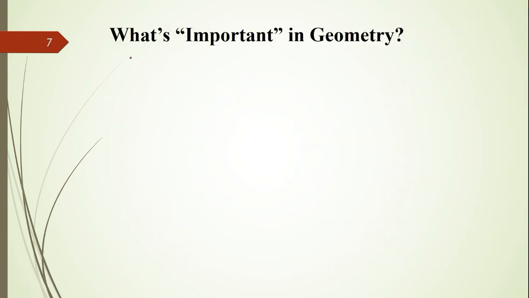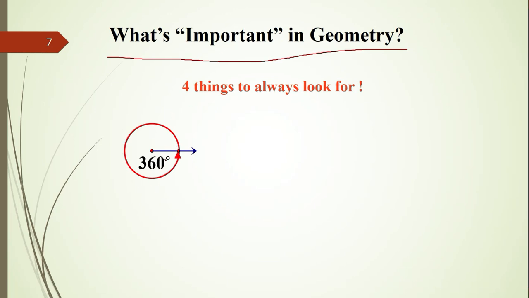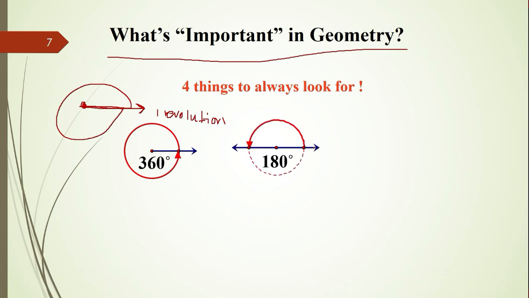What's important in geometry? These are the important things you should always remember. There are 4 of them. First is one complete revolution. For example, there's a point right here, and then it turns around, and the other side would end up like here. So this angle is 360 degrees. One revolution is 360 degrees. Next, a half revolution, which makes a line, is 180 degrees. 90 degrees is a fourth part of that revolution.